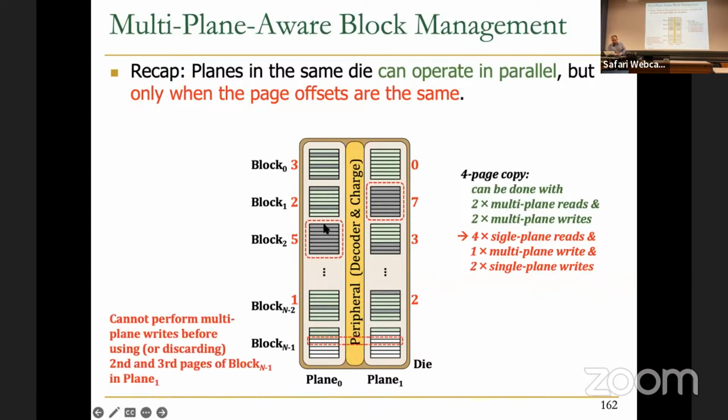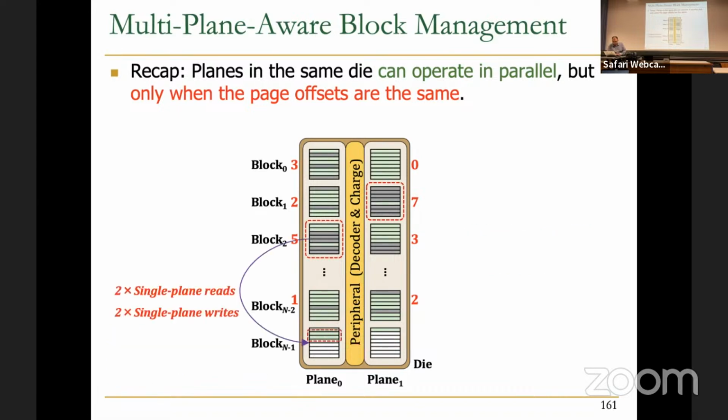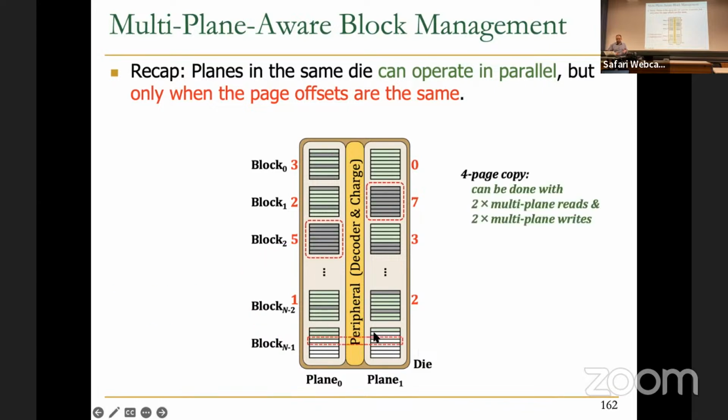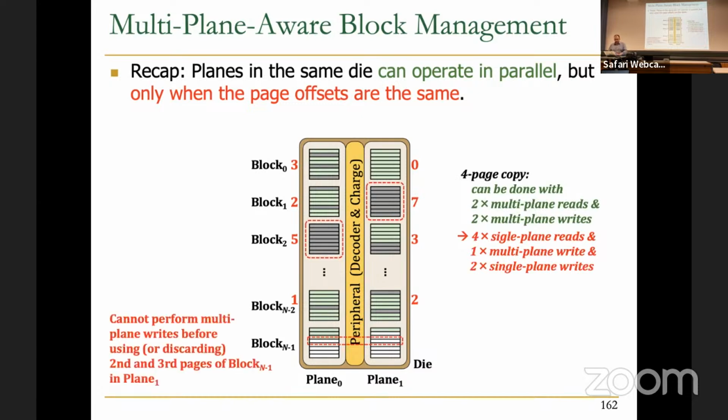And that's also not the only issue here. For block n-1, the write point in plane 0 is here, and the write point for plane 1 is actually here. So you cannot benefit from multi-plane operation in the future as long as you don't discard. There is a way that you can discard these 2 free pages here in plane 1, such that you can benefit from multi-plane operations in the future. Is that clear? Okay, good.